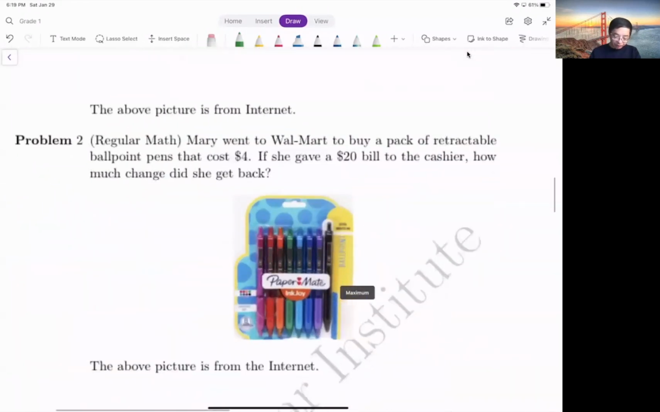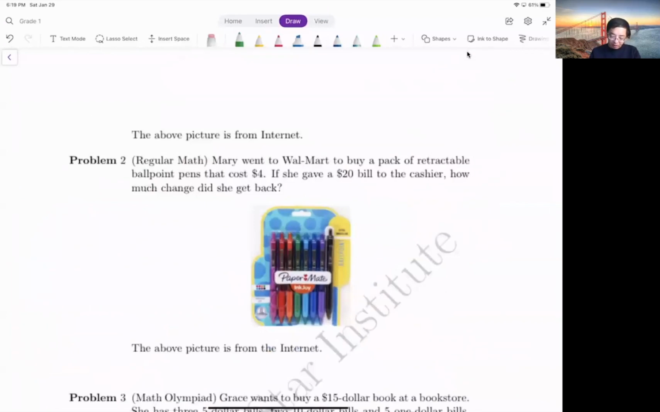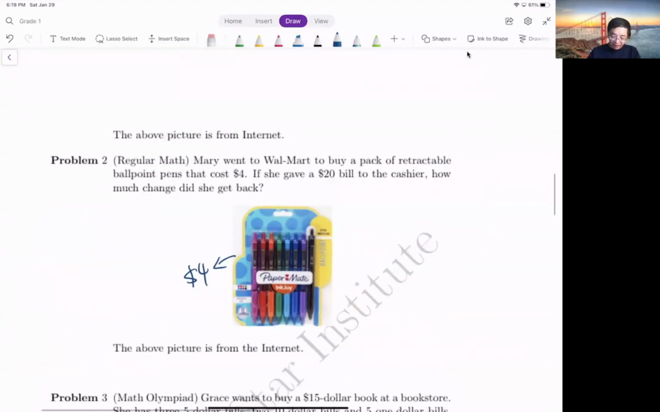Question number 2. Mary went to Walmart to buy a pack of retractable ballpoint pens that cost $4. So this one is a pack of ballpoint pens. It costs $4. And then she gave a $20 bill to the cashier. How much change did she get?